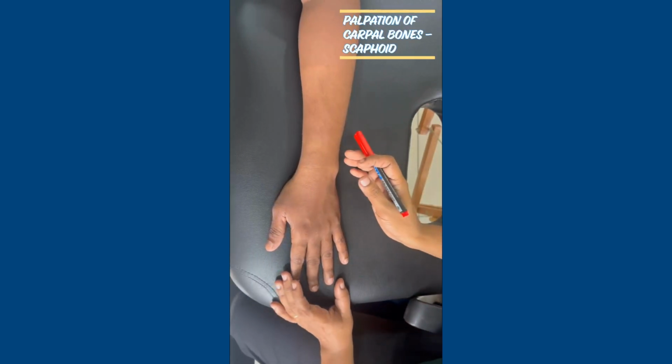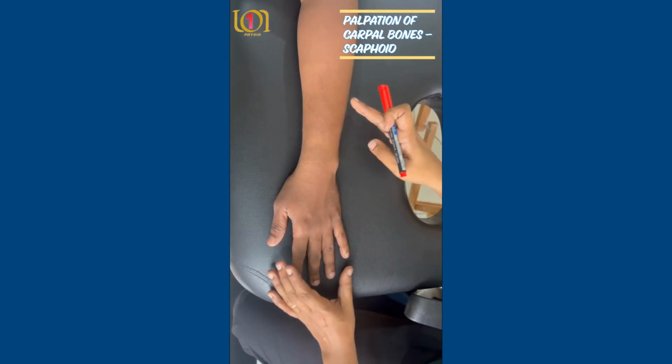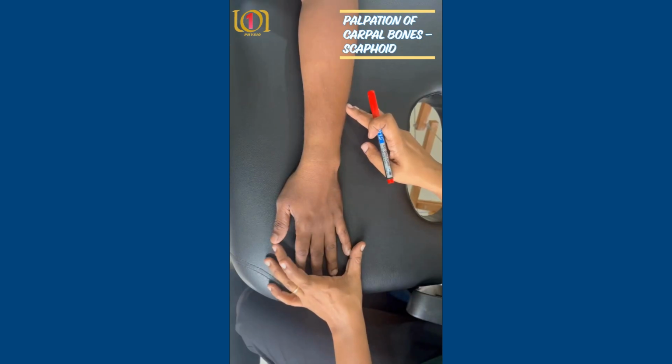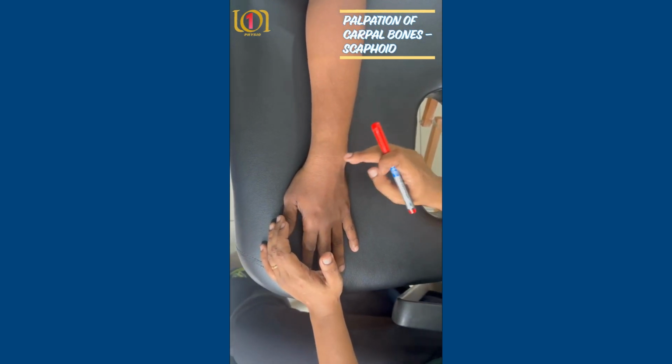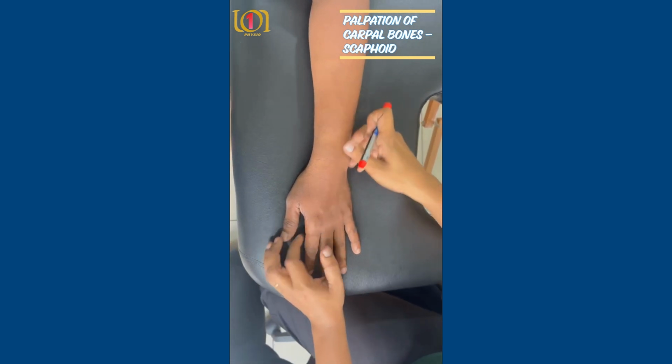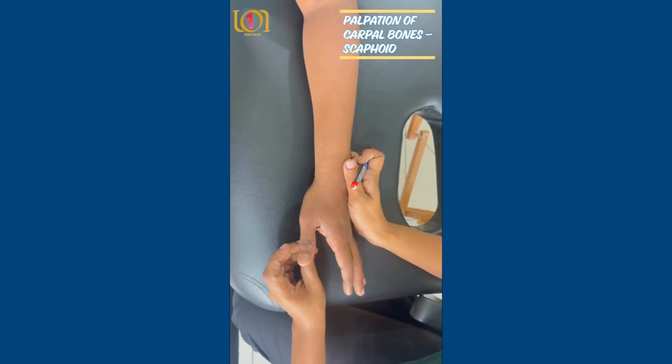Hi all, today we will learn how to palpate the carpal bones in the wrist. So we will discuss the bony landmarks of the wrist. Here we are going to palpate the carpal bones of this patient. The patient's forearm is rested and relaxed over a table. Now first of all, we are going to assess the scaphoid bone. To check the scaphoid bone, we will tell the patient to extend his thumb.